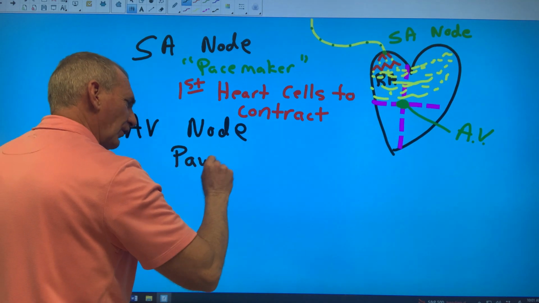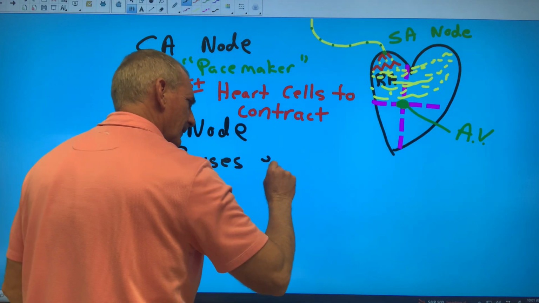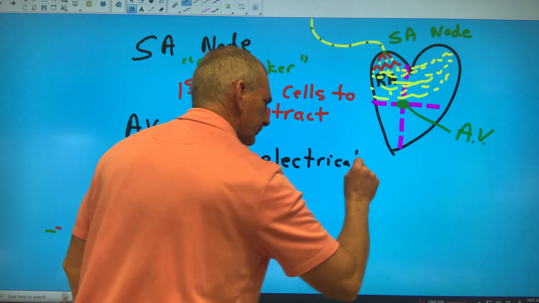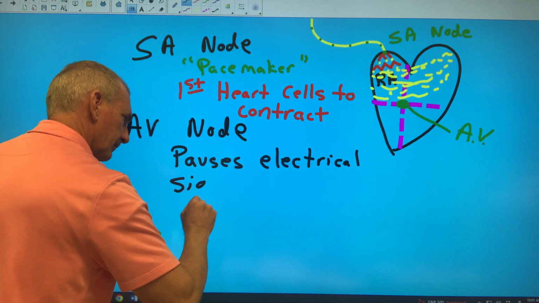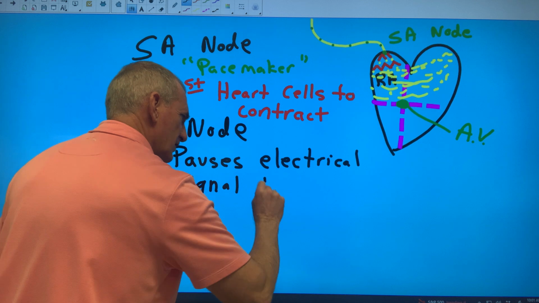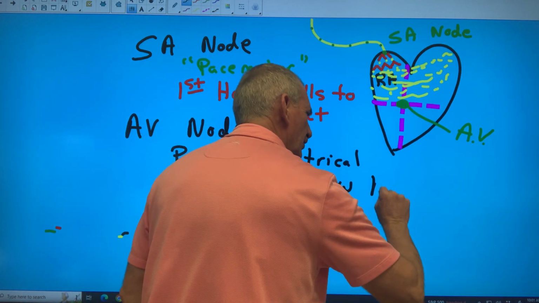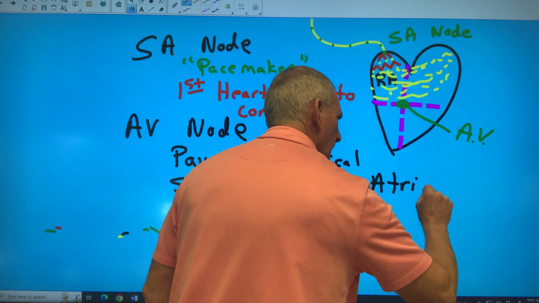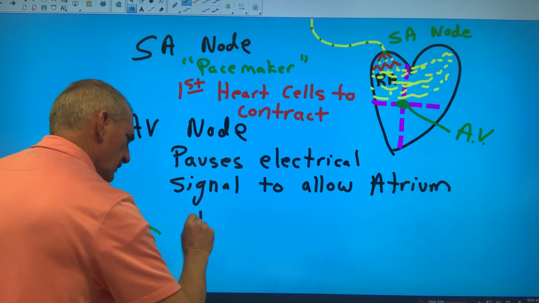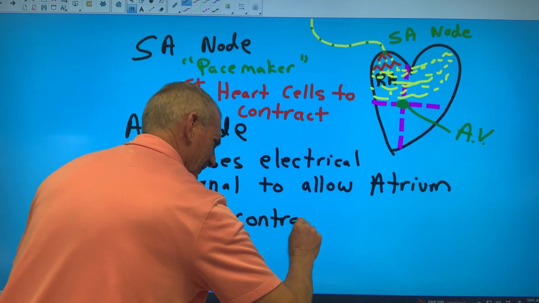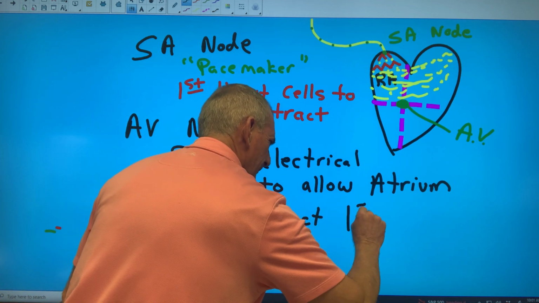Pauses electrical signal to allow atrium to contract first.